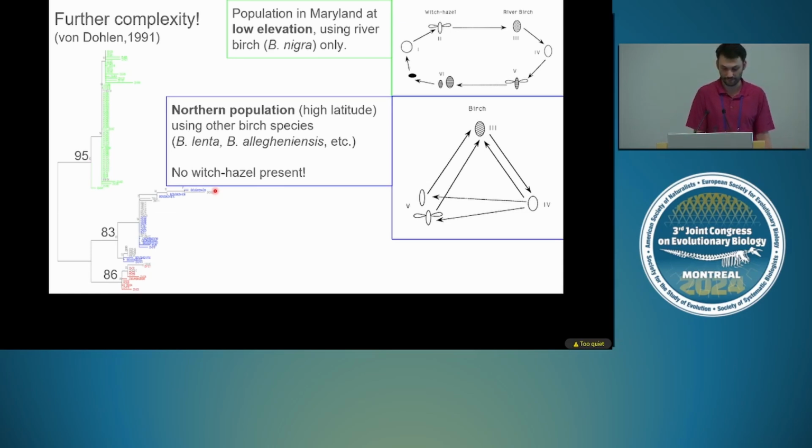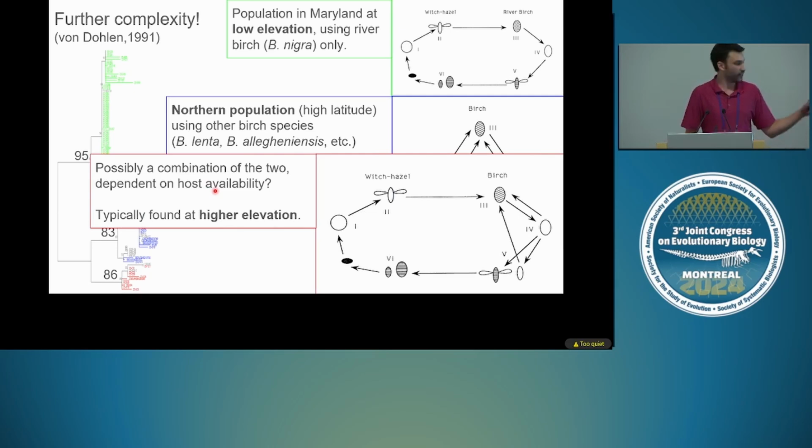Not sure really how that went down, but some of them might be locking onto a subcycle on just the birch, because in some of these northern areas there's no witch hazel present at all. That's really interesting. I'm not sure what's going on there yet. And then this highland population in red is possibly a combination of the two, something really complex, and they're typically only found at higher elevation ranges.